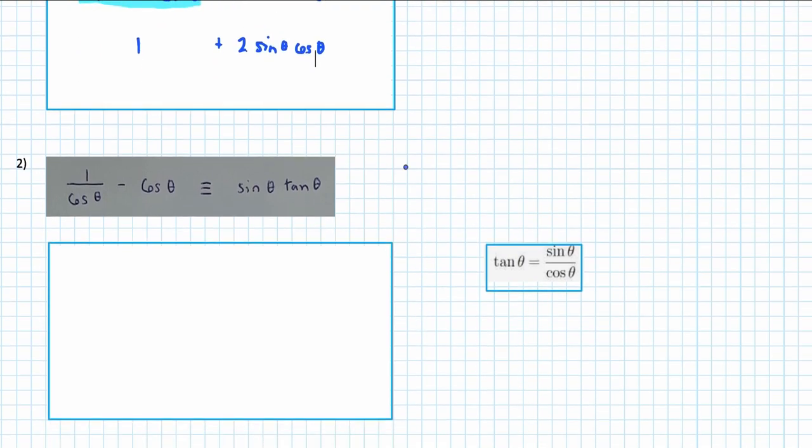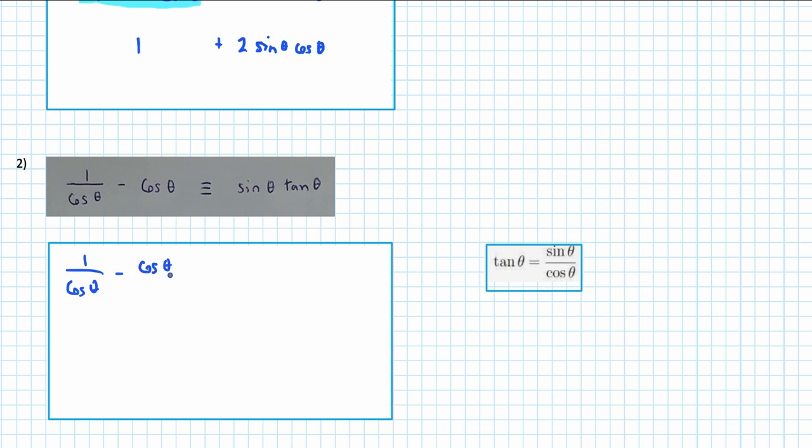Next one, 1 over cosine theta, and then minus cosine theta. And again, you have to equate it to the right-hand side. And on the right-hand side, of course, you can see one of the basic trig identities: tan theta equals sine theta over cosine theta. So now I'll just rewrite this.